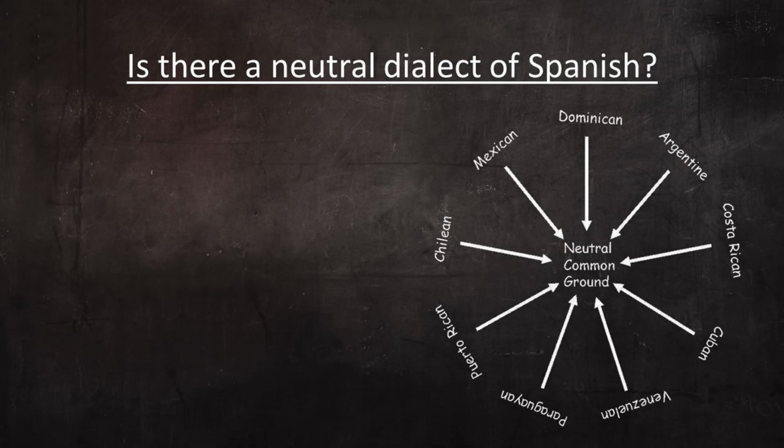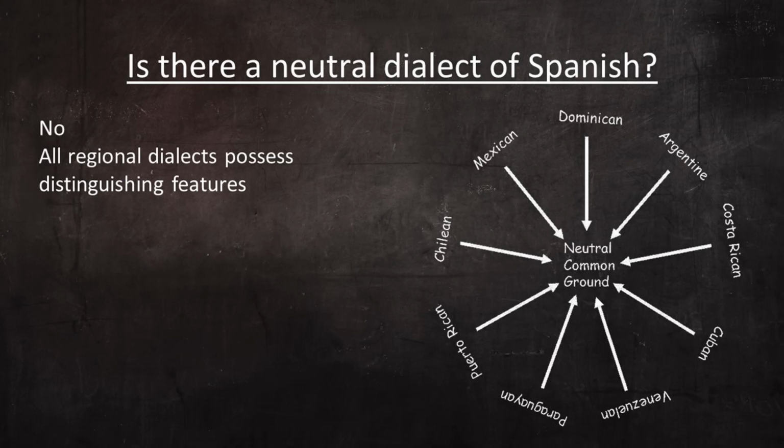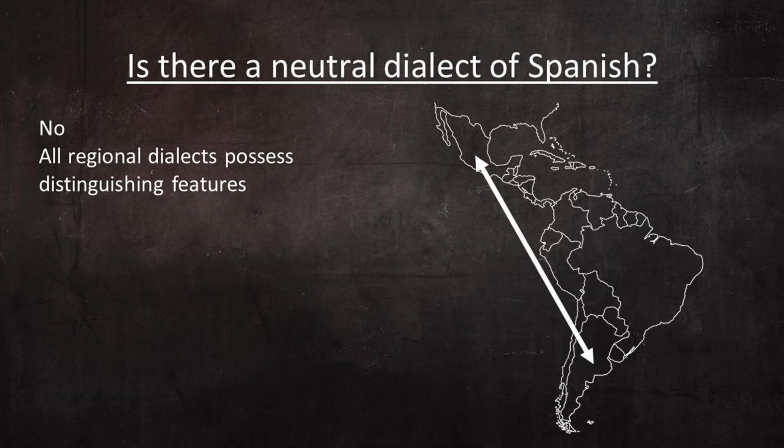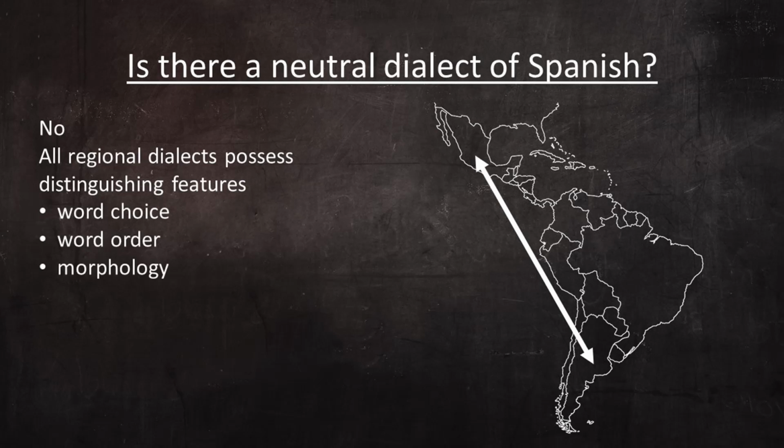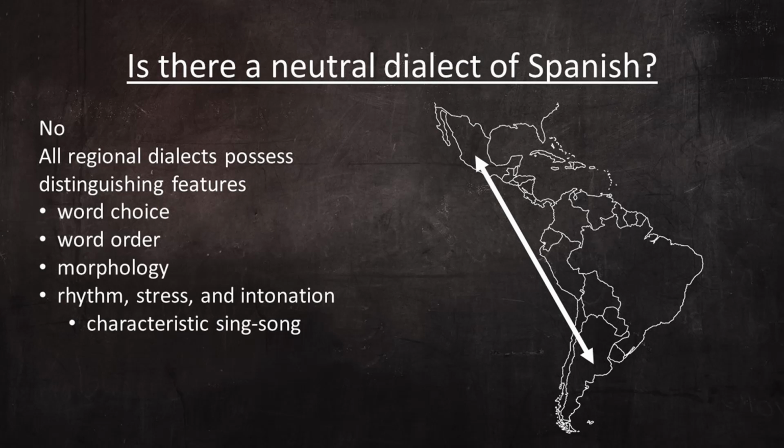So, is there a neutral dialect of Spanish? The most straightforward answer is that no, there is no neutral dialect. In other words, all regional dialects possess features that are diagnostic of that dialect. When a native from Argentina speaks with a native from Mexico, each one can potentially discern where the other is from by features they hear in one another's speech: word choice, word order, morphology, the bits and pieces that words are made up of, rhythm, stress, and intonation, the characteristic sing-song that each dialect has, which from here on out I'll refer to as prosody, and phonology.